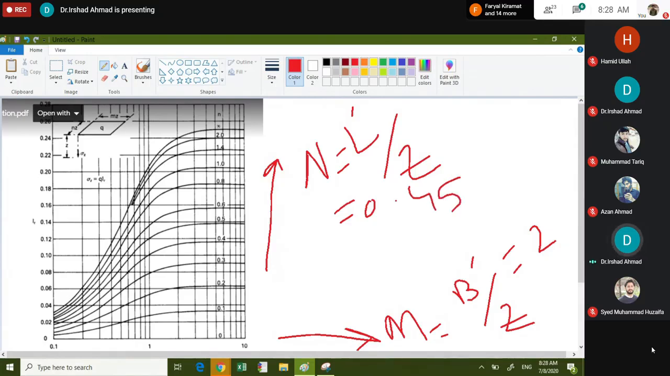So how to read this? m is equal to 2 is here. You see this line is for m is equal to 2. And now n is 0.45. You see this is 0.1, this is 0.2, this is 0.3, this is 0.4, this is 0.5, so you have to come to the middle of these two, 0.45. A line like this, you see here. So it is approximately 0.12. You see, I sigma is 0.12.